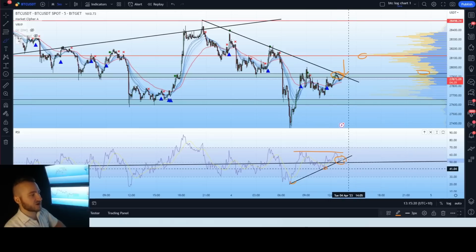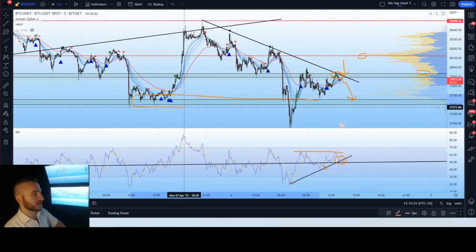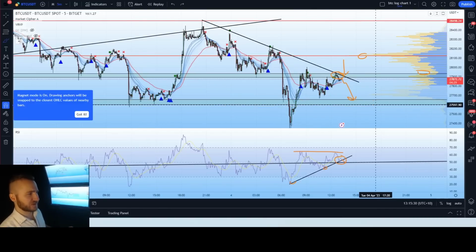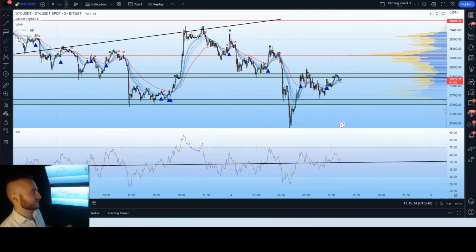If we do get a break on the RSI downwards, we can expect the price to move back towards our liquidity zone or our next support, guys, okay? Again, the short term is very choppy, it is very volatile. I highly recommend avoiding trading it too much unless you are experienced.